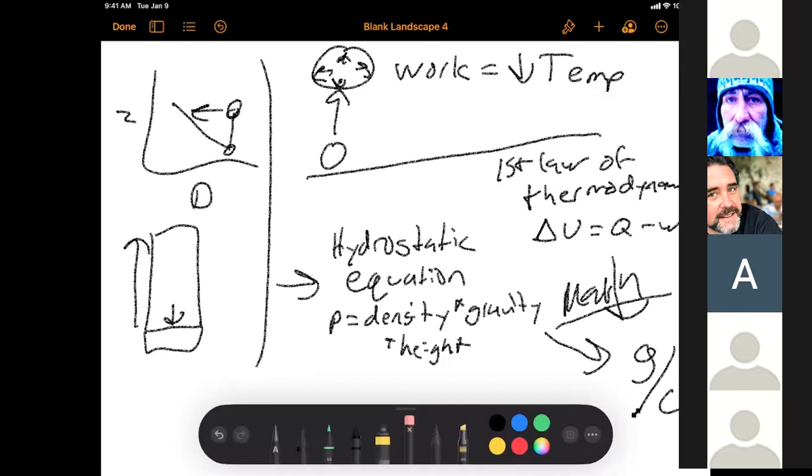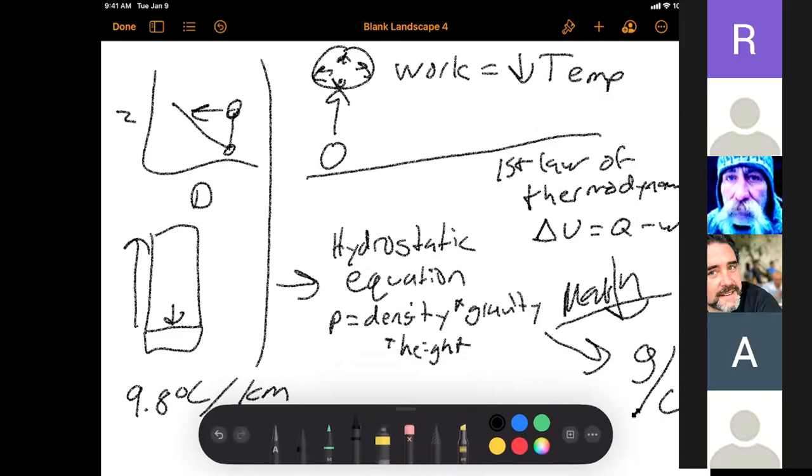But the rate at which this happens, so G over CP, ends up being 9.8 degrees C per kilometer, or if you want to be really annoying about it, 5.5 degrees F per 1,000 feet.